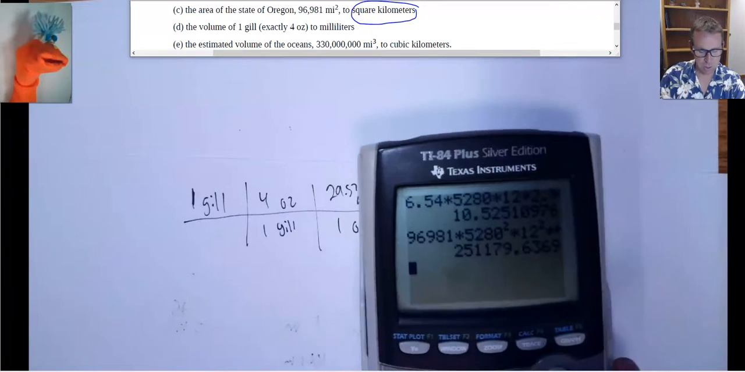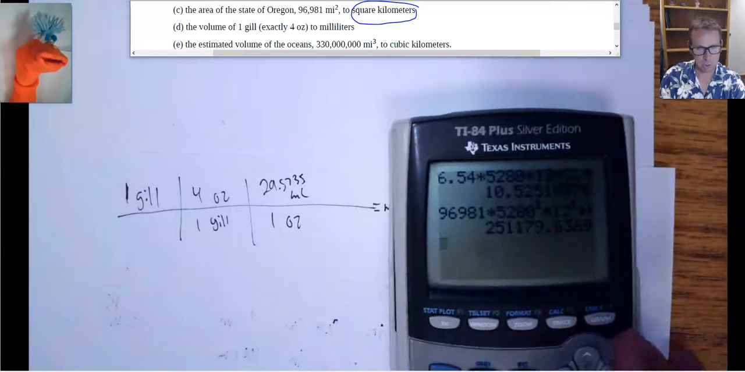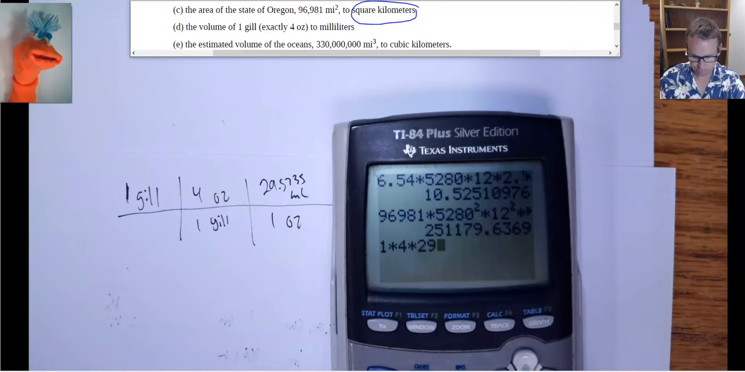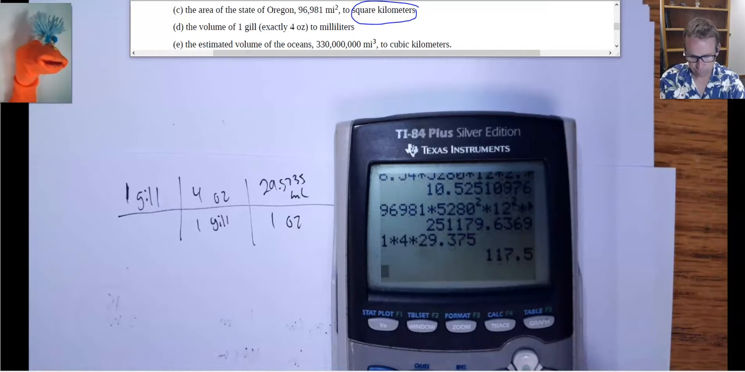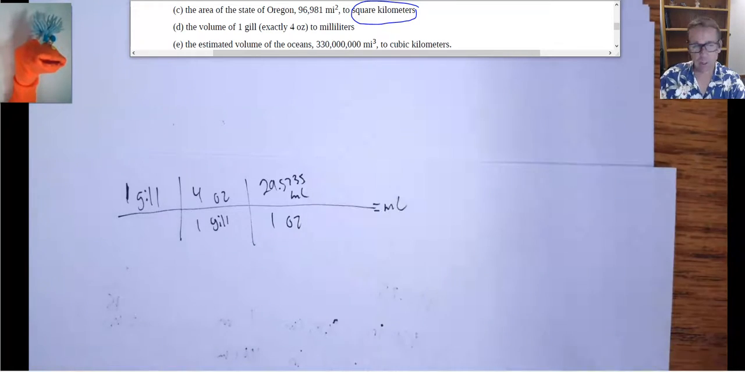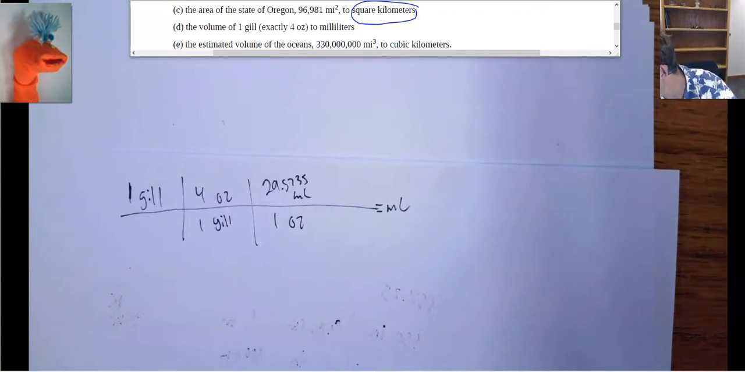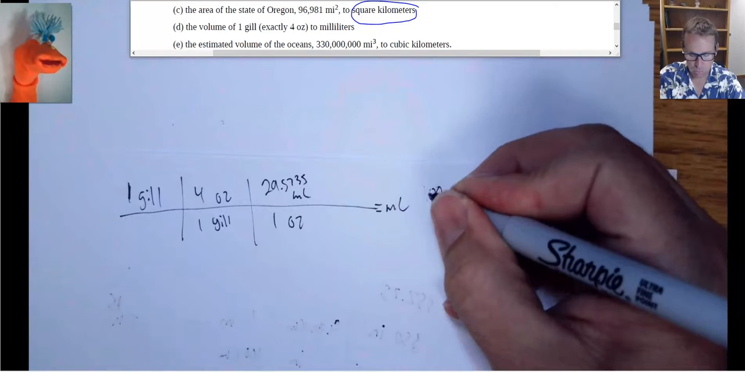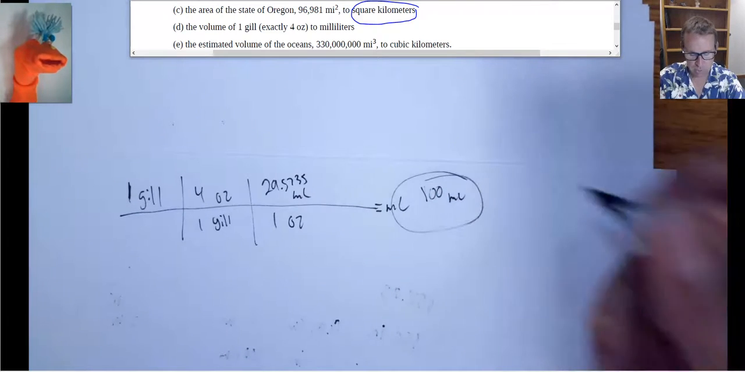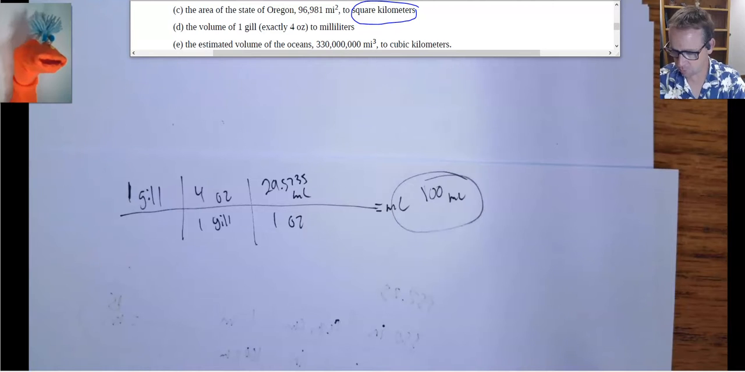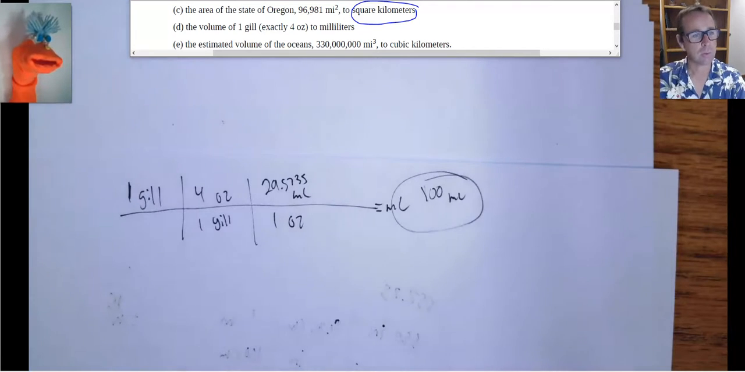We just have to take that 1 times 4 times the 29.5735. 117. That's right. How many significant digits? Just 1, I guess. That's right. We just got 1 gill. So 100 milliliters. That's not very accurate, but we only get 1 significant figure there, so we just have to take 1 significant figure for our answer.